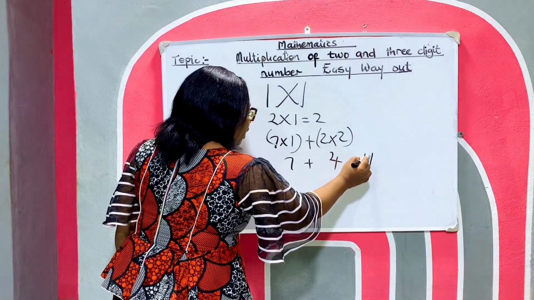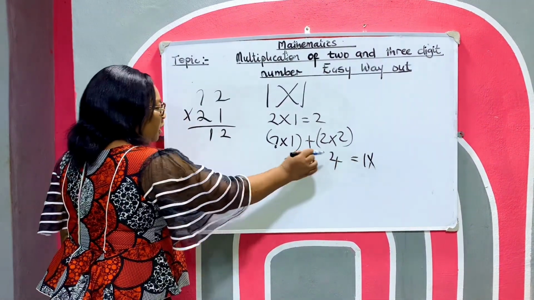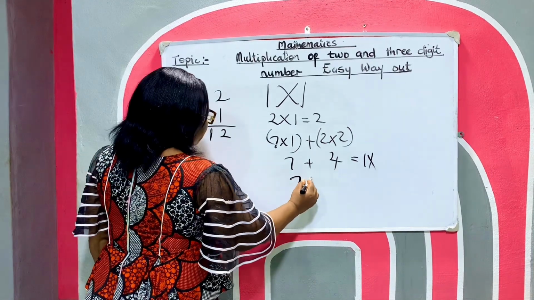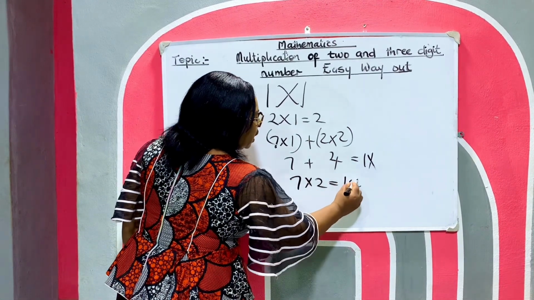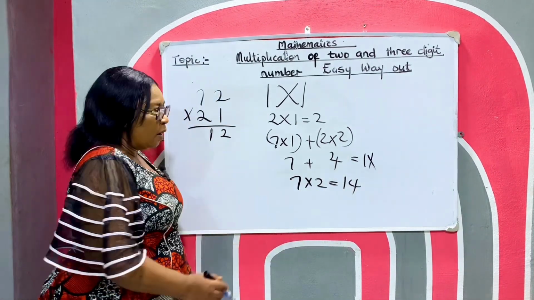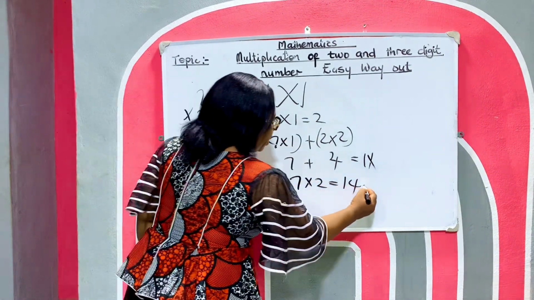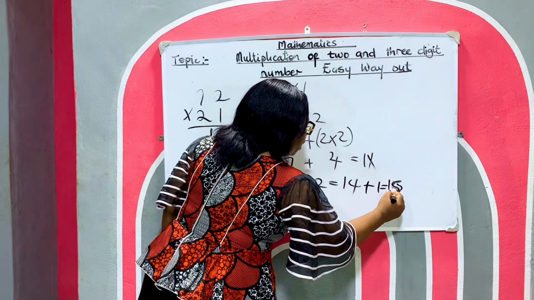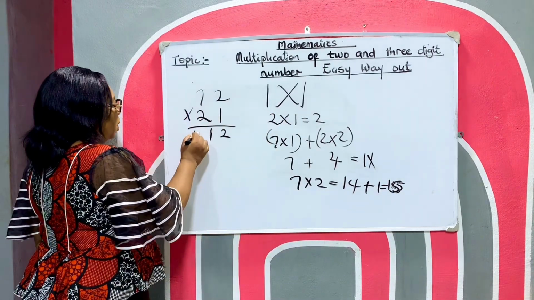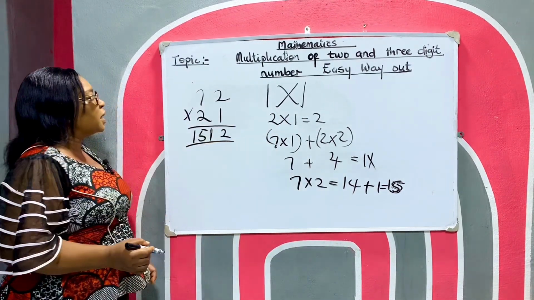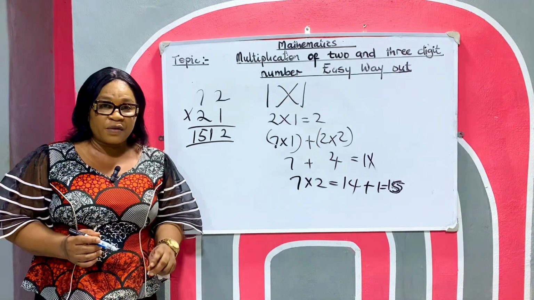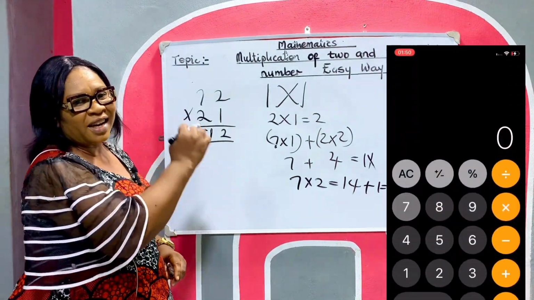Then we take one and leave the other one. And the next one is 7 times 2, which is 14. This 14 plus that one that remained will give us 15. So we have 1, 5. So the answer to 72 times 21 is 1512. Check the calculator.